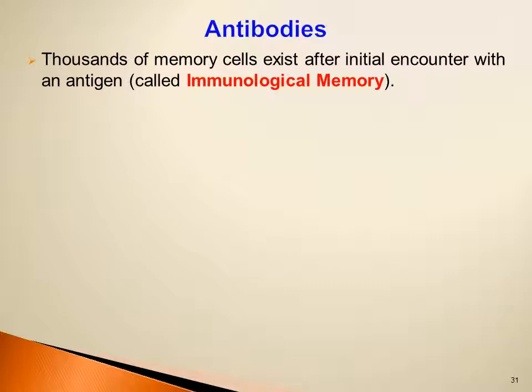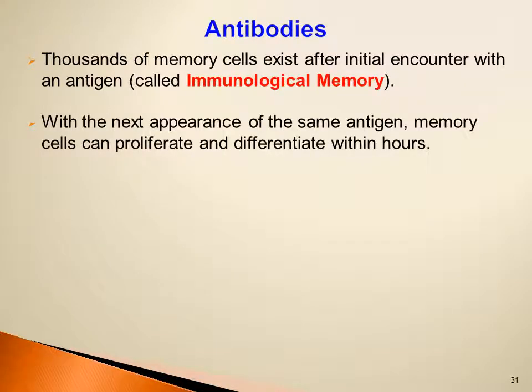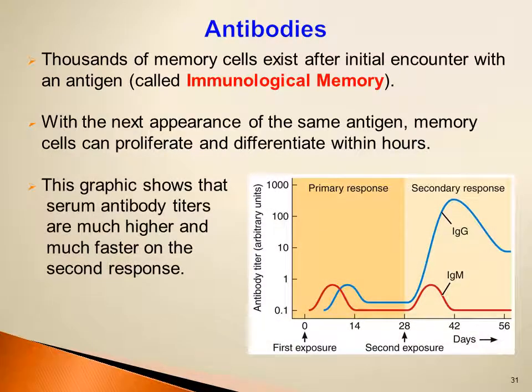Thousands of memory cells exist after initial encounter with an antigen, and this is called immunological memory. With the next appearance of the same antigen, memory cells can proliferate and differentiate within hours. This graphic shows that serum antibody titers are much higher and much faster on the second response, and this is the advantage of the memory, or the immunological memory.